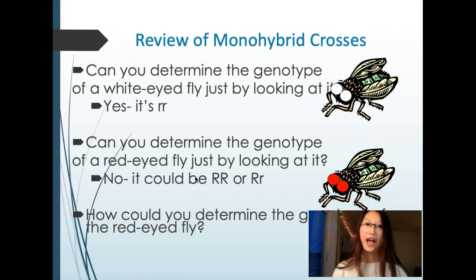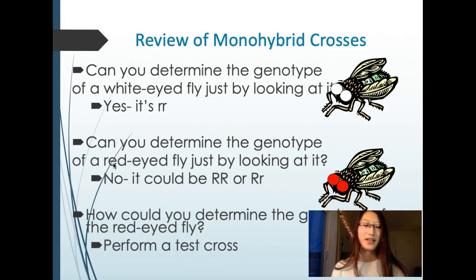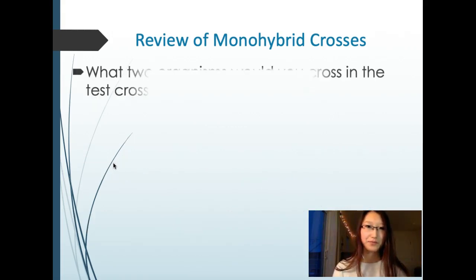So how would you be able to determine the genotype of a red-eyed fly? Whenever you look at a person or a fly or whatever organism, you can only see the phenotype. But how would you know the actual genotype? If you have a recessive trait, you can automatically know what the genotype is, but you cannot know that for a dominant trait. So what do you do? You perform something called a test cross.